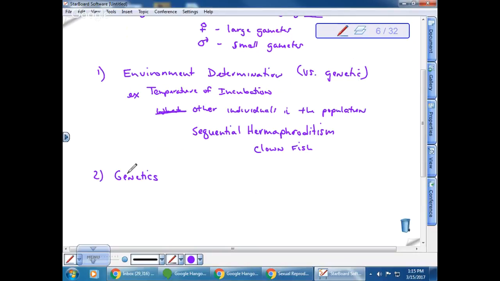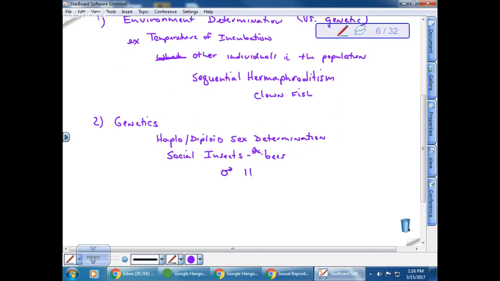One example that's really interesting is haplodiploid sex determination. If you remember back in genetics, haploid means half. This means they have only half the genetic information as somebody that is diploid. A good example of this is social insects, like termites, ants, and bees. So for example, bees. In this particular instance, the male is haploid, and the females are diploid.